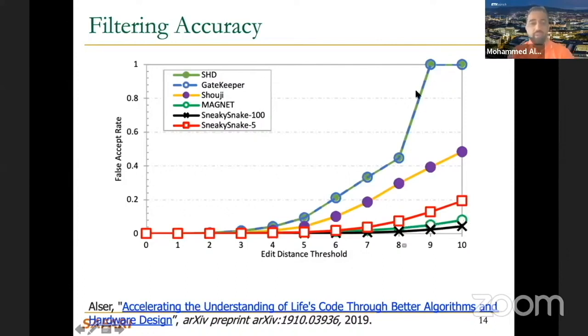The dark green over here is SHD, then GateKeeper overlaps with that. You can see, for example, GateKeeper at edit distance threshold 9 or 10, they don't reject anything. So they accept basically everything. So they have a false accept rate of 100%. And Shouji is somewhere in the middle. But they still all perform very well up to 5%, which is the typically used edit distance threshold. So we normally use somewhere around 5% of the sequence length.